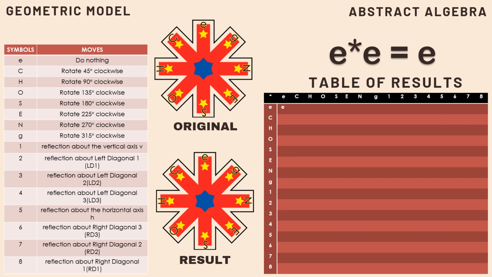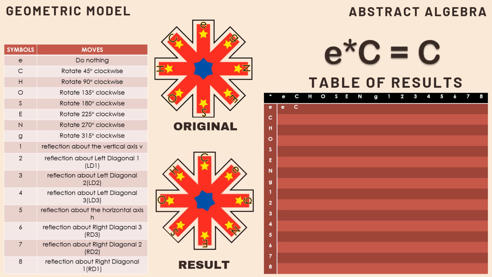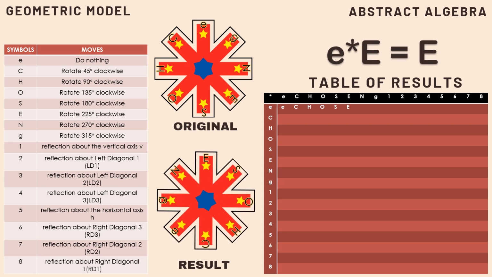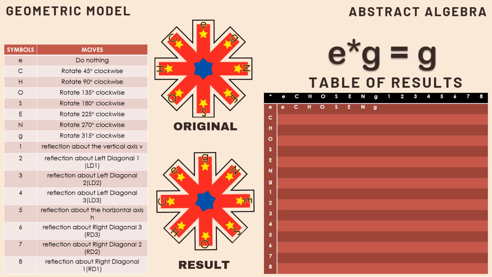So first we have E star E is E, E star C is C, E star H is H, E star O is O, E star S is S, E star E is big letter E, and E star N is big letter N, E star G is equal to G.